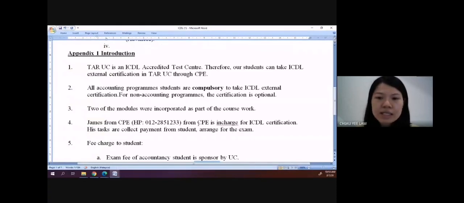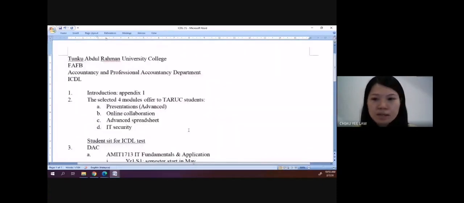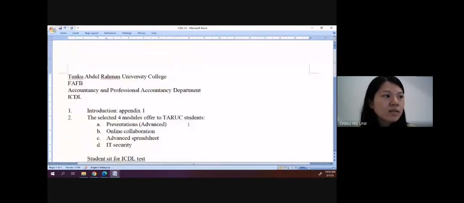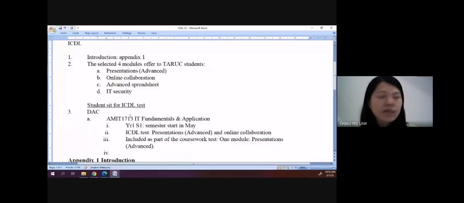Any question about this ICDL? Are you all clear about this? Do you all still remember this subject? Okay, clear? Okay, good. So this subject you actually did in year 1, sem 1. In your time, you all just went for this class and then took the internal exam.